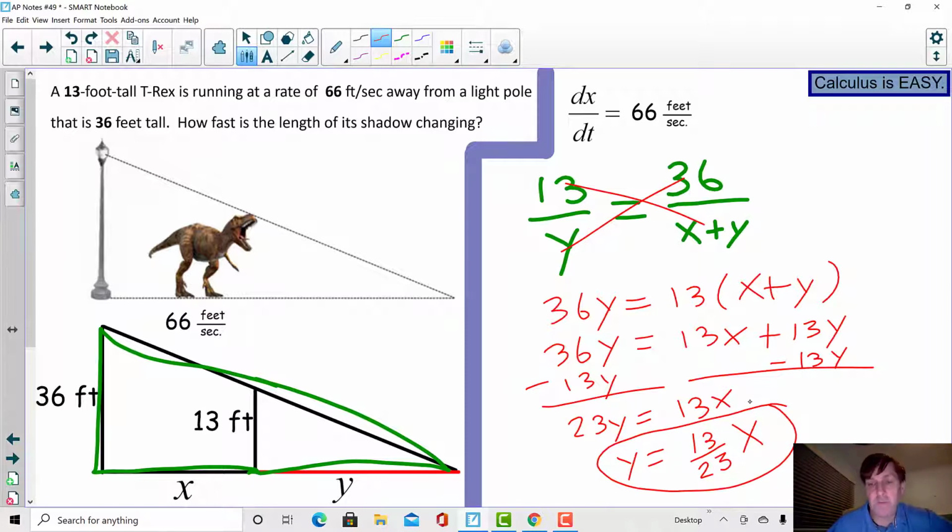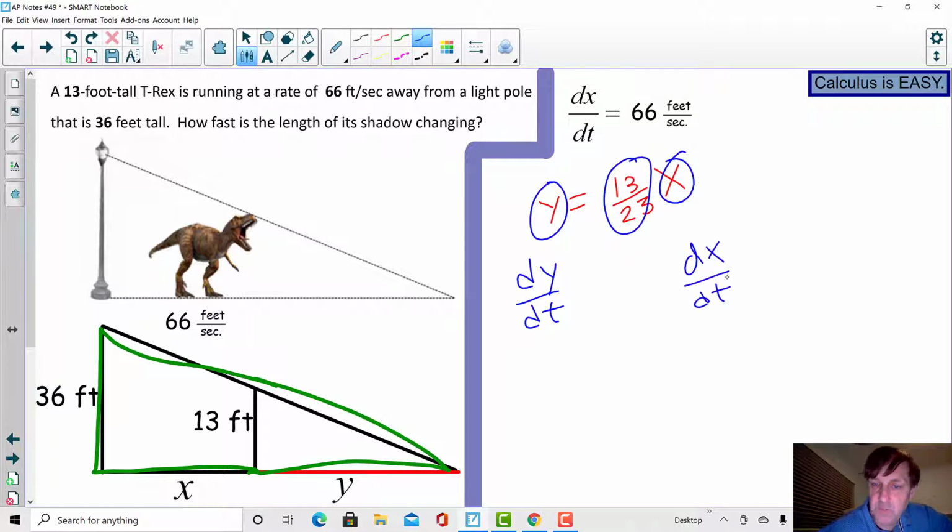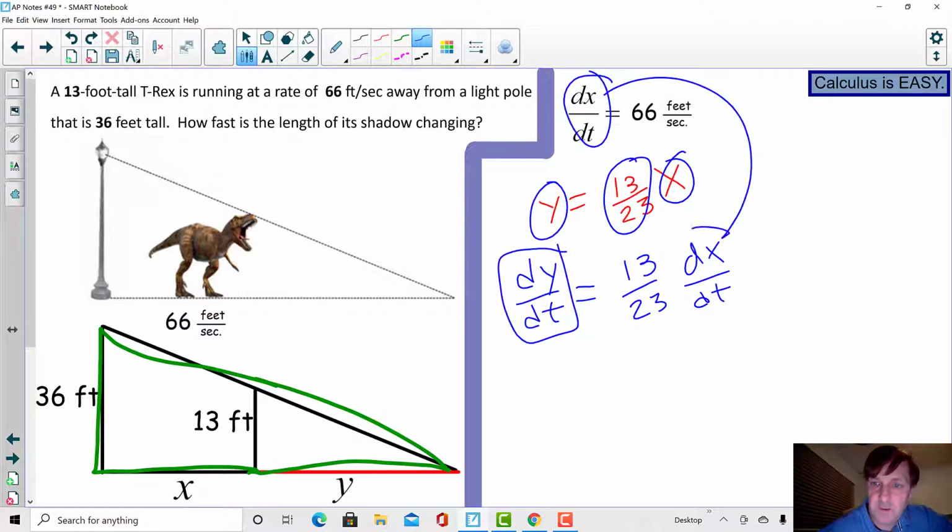Remember, I'm looking for y prime, so I just need to do the derivative. Remember, I'm doing this kind of derivative, d dt. That's not a t and that's not a t, so I'm going to have to do the chain rule each time. The derivative of y is going to be dy dt. This is just a constant. The derivative of x is going to be dx dt. Put the constant in front of it. Remember, I was solving for y prime, so all I need to do is plug in dx dt and I'll be done.